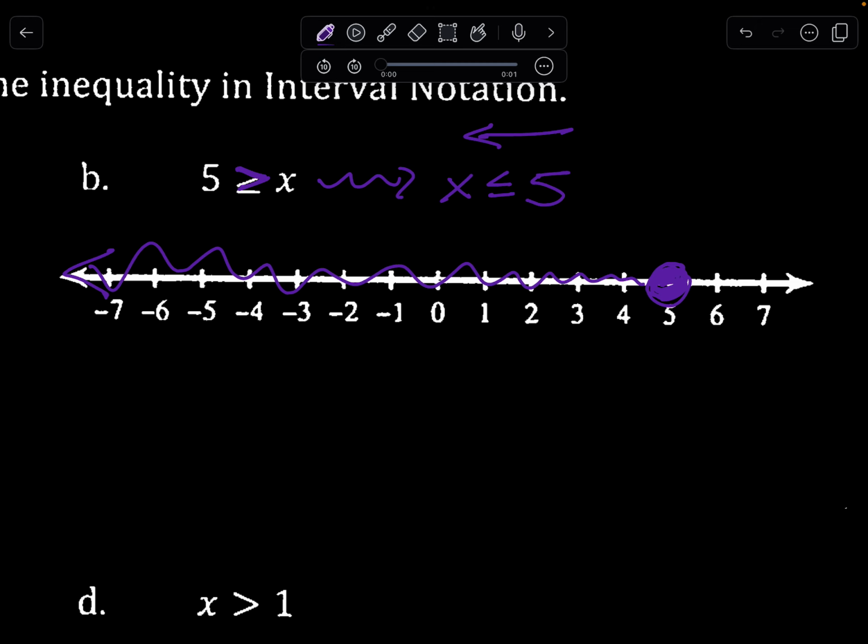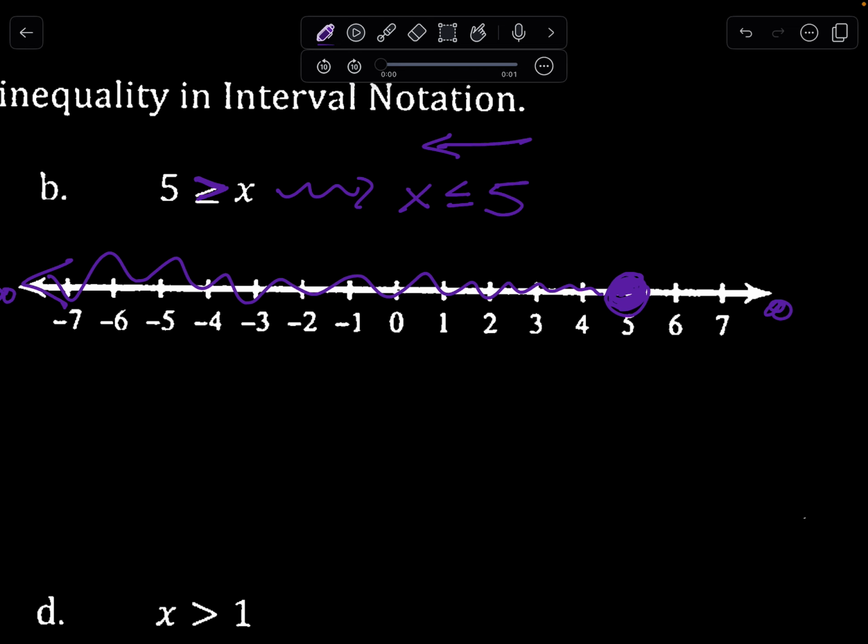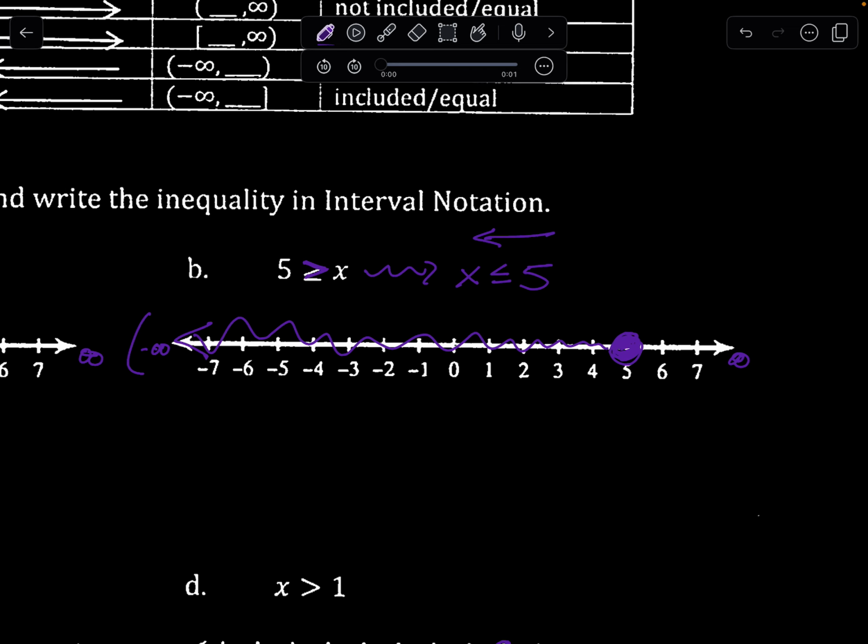Now, just like last time, we're going to make sure our infinities are written at the end of our lines, negative infinity, infinity, okay? We want to throw a parenthesis around this negative infinity for our interval notation. I'm just going to put IN so you guys know what it looks like. We're going to say parentheses, negative infinity, and then we are going to put 5 here.